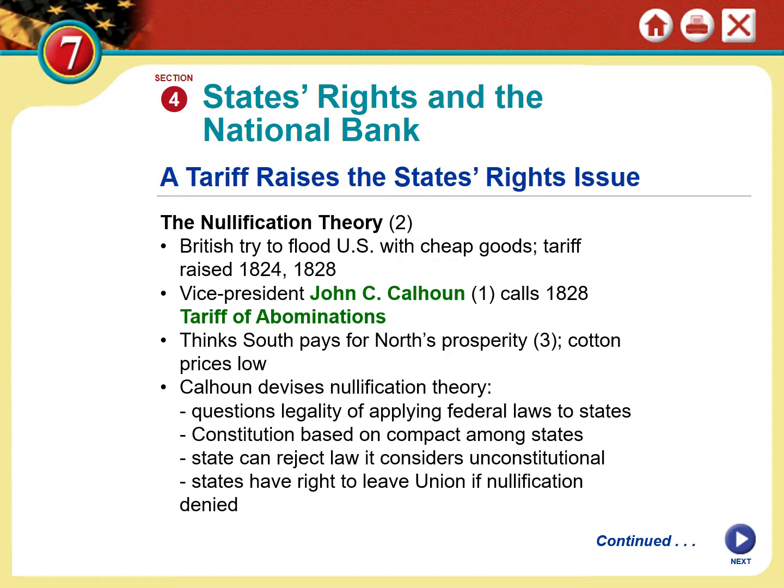Now, the issue of states' rights. I want to begin by discussing the Nullification Theory. The British tried to flood the United States with cheap goods. They were pulling Walmart's business strategy by driving American domestic industries out of business by outpricing them. To protect American businesses from the Walmart way, the United States raised tariffs, taxes on imports, making the British goods more expensive once more.